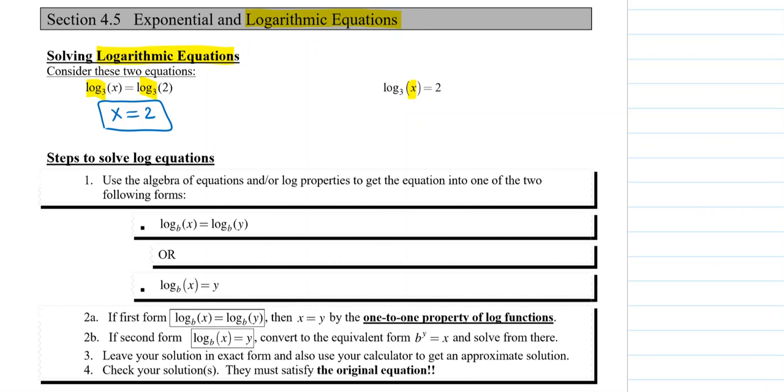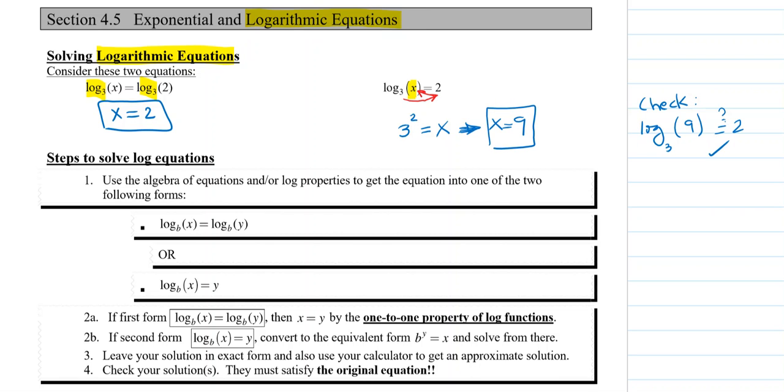When that happens, we use that property of logarithms that relates them to exponential equations, and we rewrite this in exponential form. We say 3 to that power equals that x. And now it's not a logarithmic equation anymore. In fact, we're done because we know 3 squared is 9, and that gives us our solution. You can check it. Log base 3 of 9, is that equal to 2? Yes, it is. So that solved the equation there.